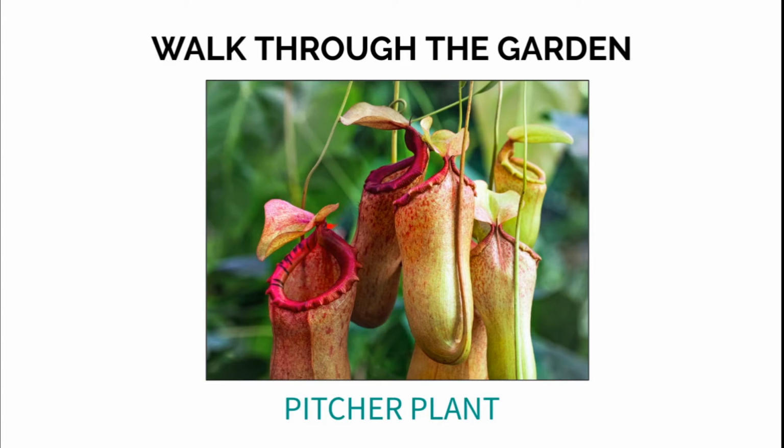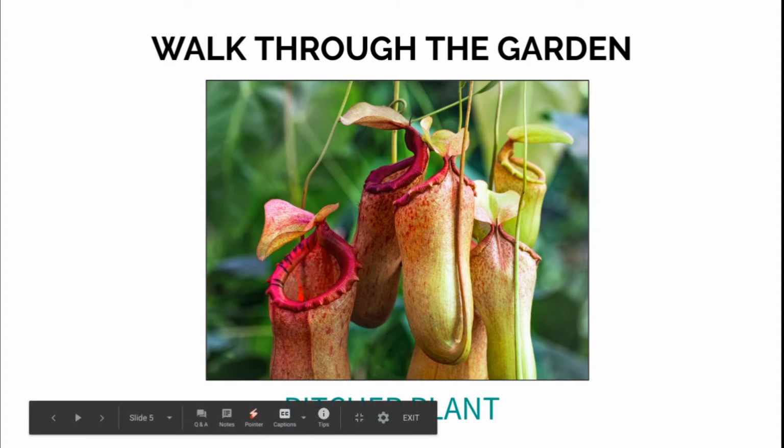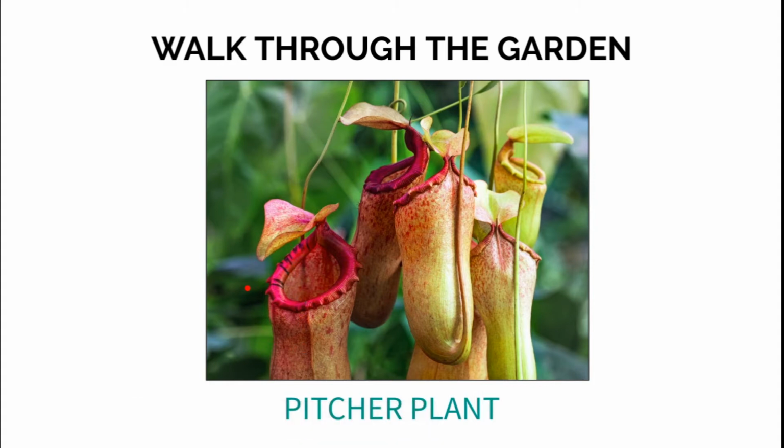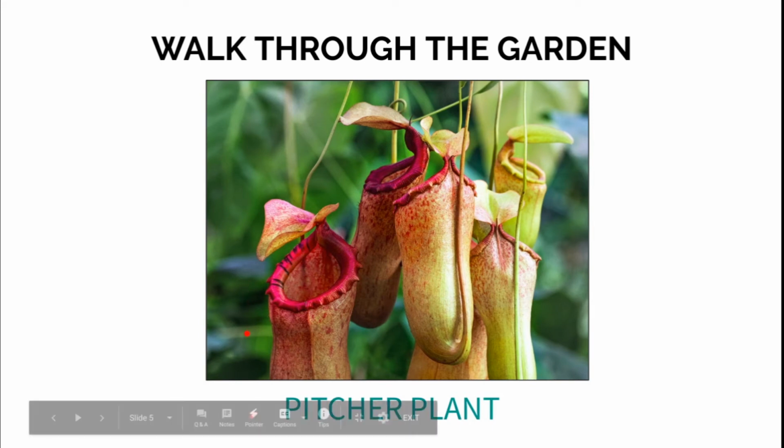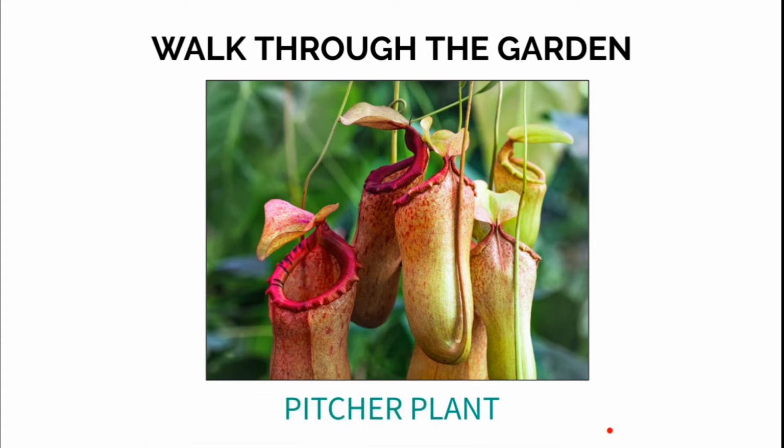Now what happens is when some insect comes inside this pitcher, the lid closes and the insect is trapped inside. There are some hairy structures inside the pitcher so that the insect cannot move out, and some digestive juices are secreted inside the pitcher and the insect is digested. So this is a plant which eats insects and takes its food from them.